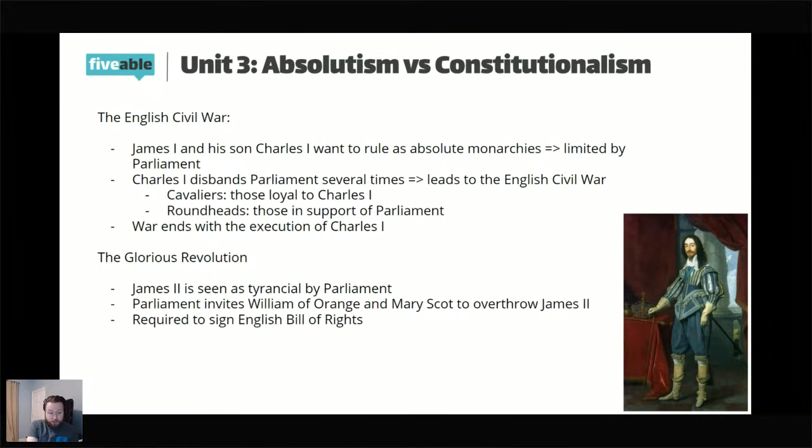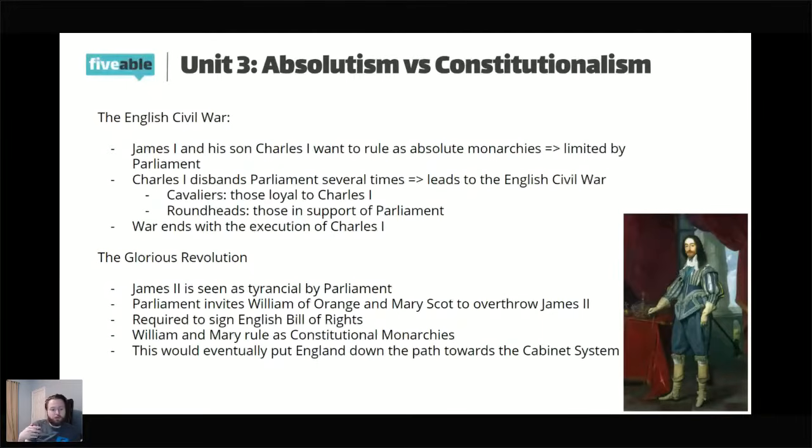And the trade-off here is they say, hey, you can have the English throne, which is pretty sweet, but you got to sign the English Bill of Rights. And this is going to be one of the big turning points in British history, where William and Mary are going to rule now officially as constitutional monarchs. All right, so constitutionalism is going to reign supreme in England. And the big takeaway here is that eventually this is going to put England down a path towards the cabinet system that they have today, where a monarchy still exists, but they don't do anything.